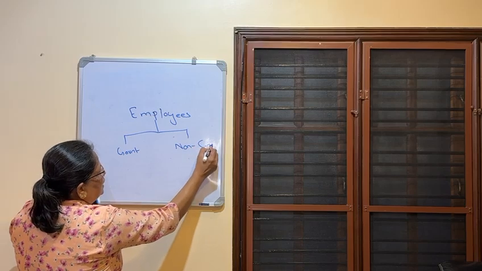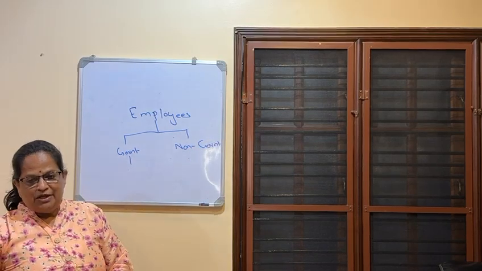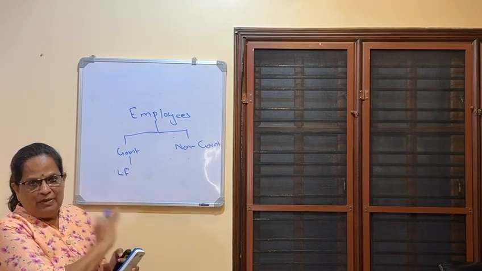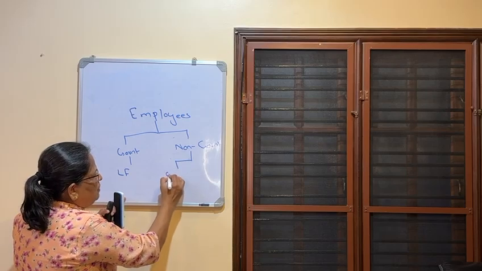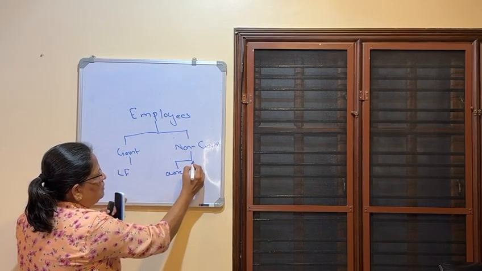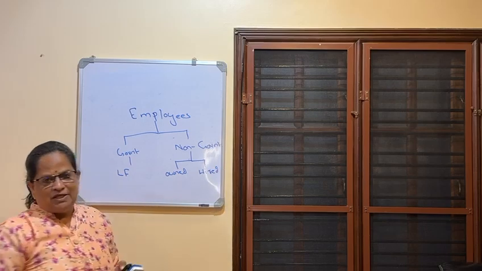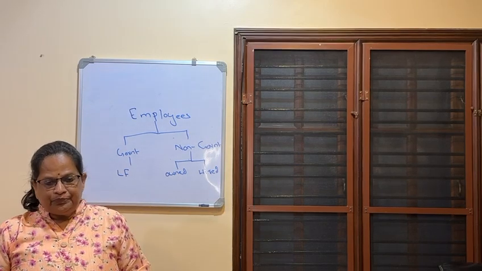So government, if you see, how you do the valuation is license fees fixed by the government. This will be given in the problem. Non-government employees: house owned by the employer and house hired by the employer. Two classifications are there. So this is the basic structure for computation.